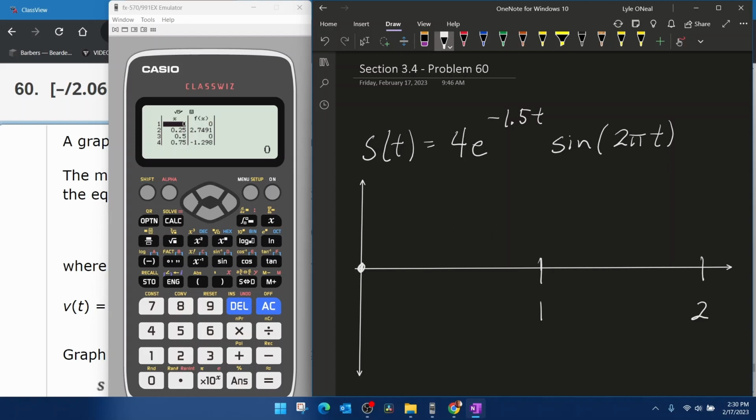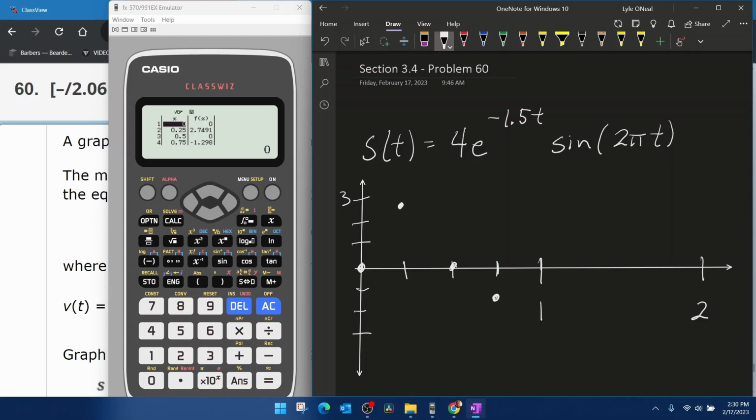And then at 0.25, which would be a half of a half, we're at 2.75 high. So if I say that this is 1, 2, 3, maybe, we're at 2.75. And then at 0.5, we're at 0. At 0.75, we would be at negative 1.3, approximately. So that's going to be about here.